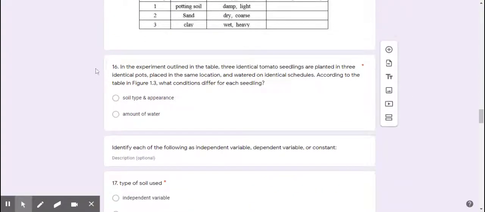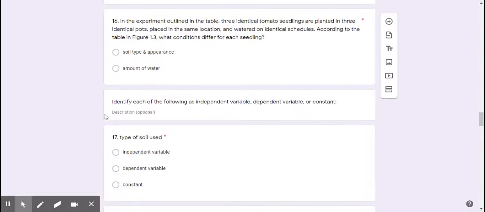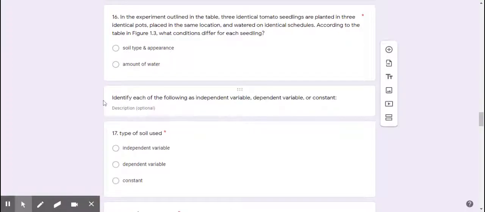Number 16 says, in the experiment outlined in the table, 3 identical tomato seedlings are planted in 3 identical pots, placed in the same location and watered at identical schedules. According to the table in Figure 1.3, what conditions differ for each seedling? Is it the soil type and appearance, or the amount of water? Identify each of the following as independent variable, dependent variable, or constant.